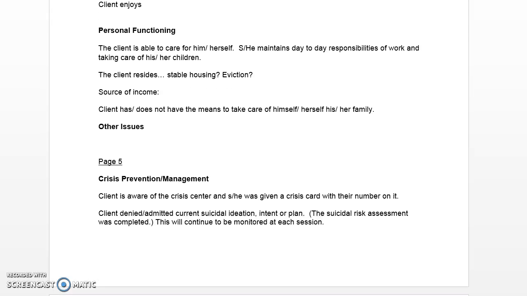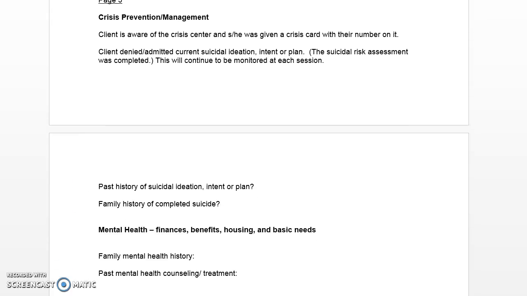Then you go down to crisis management and prevention. Again, there's a lot of hints. You will not want to remove any of these. You will just add to them. You want to make sure that you ask, in real life, every time you meet with a patient, whether or not they are having any current suicidal ideations, thoughts, plans, intent. You will also want to note on the assessment that a suicide risk assessment had been completed.